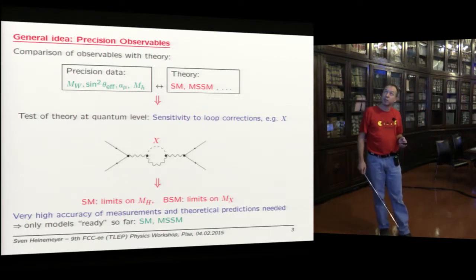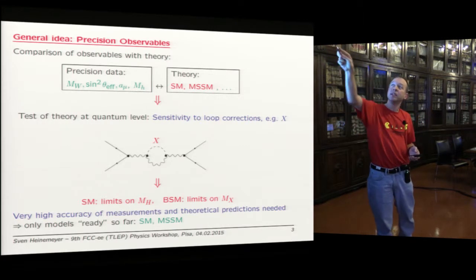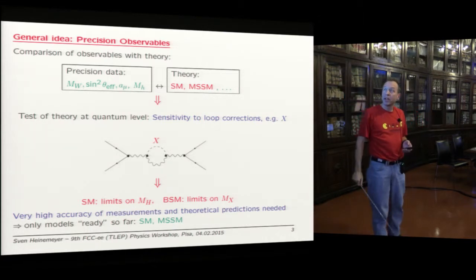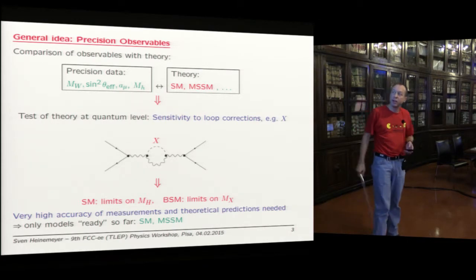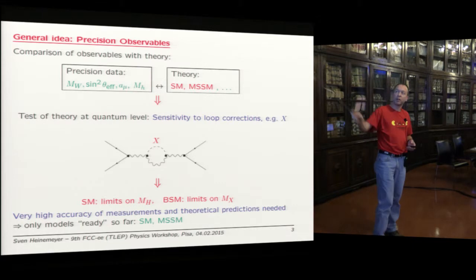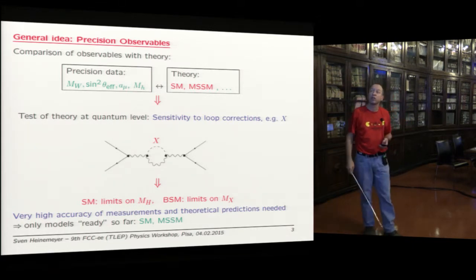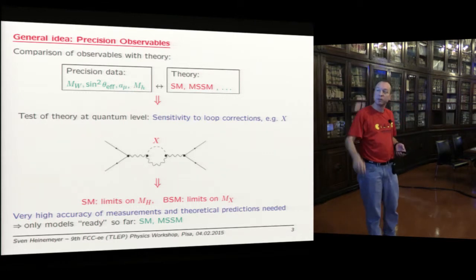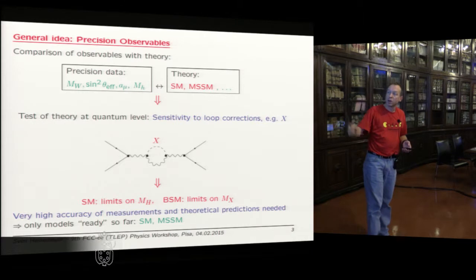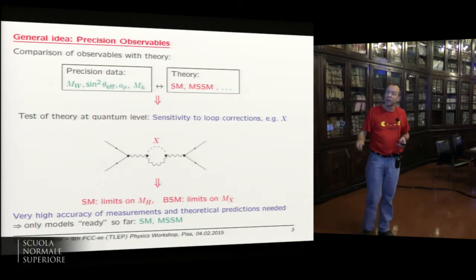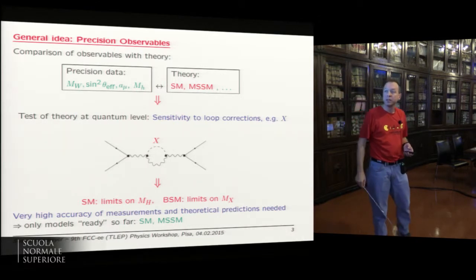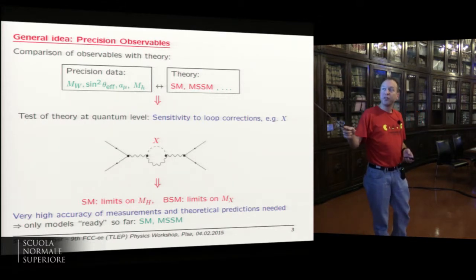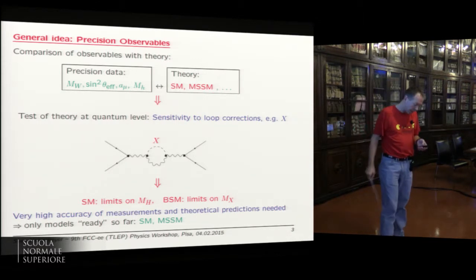The general idea with the precision observables that we will be looking at: we measure something very precisely. I listed a couple of quantities here. And then we compare with theory, meaning comparing with the calculation at the quantum level. Via these quantum corrections, the whole model enters into the prediction, not only the external particles, but the whole model can enter and modify the prediction. Since different models have different particles and different couplings, different models give you different predictions. For example, in the standard model, it was possible to set limits on the Higgs boson mass, and in BSM models, like what I think John was presenting yesterday partially, you can get limits on the unknown particles that are floating around. Of course, you need very high accuracy of the measurement and of the theoretical predictions, and the models that are most ready so far to make a really meaningful comparison are the standard model and the MSSM.